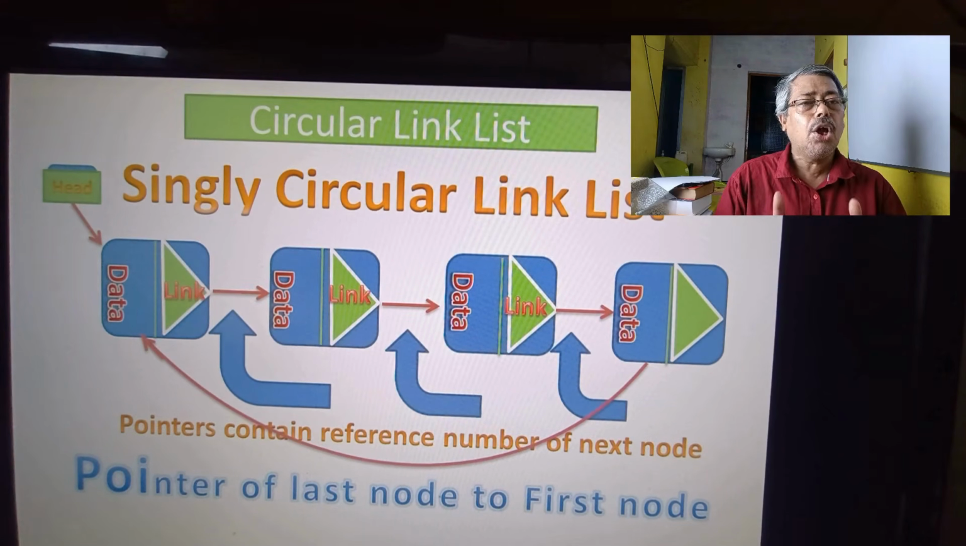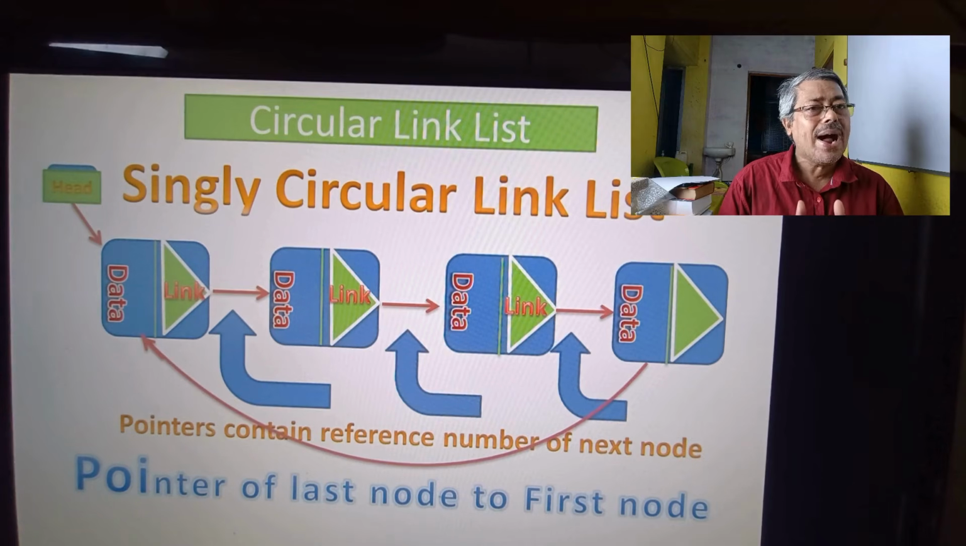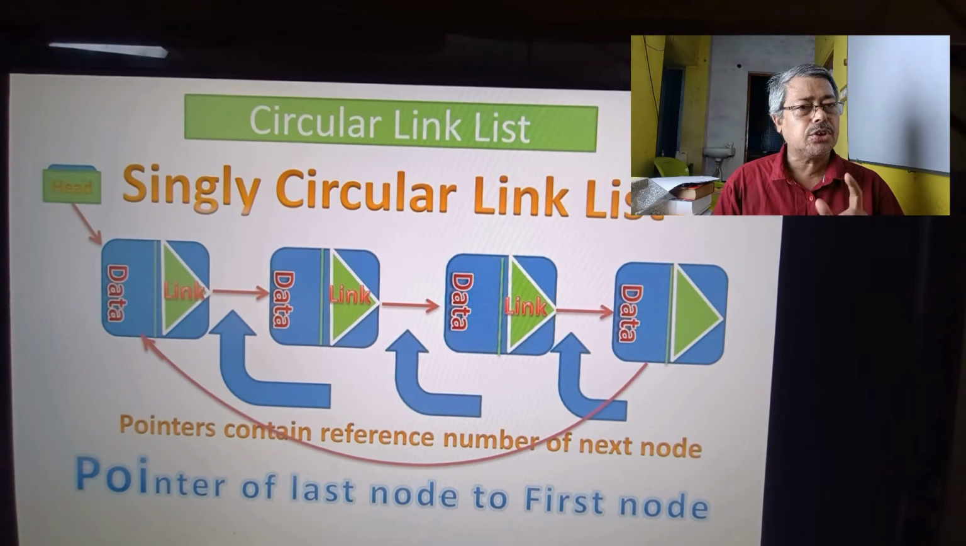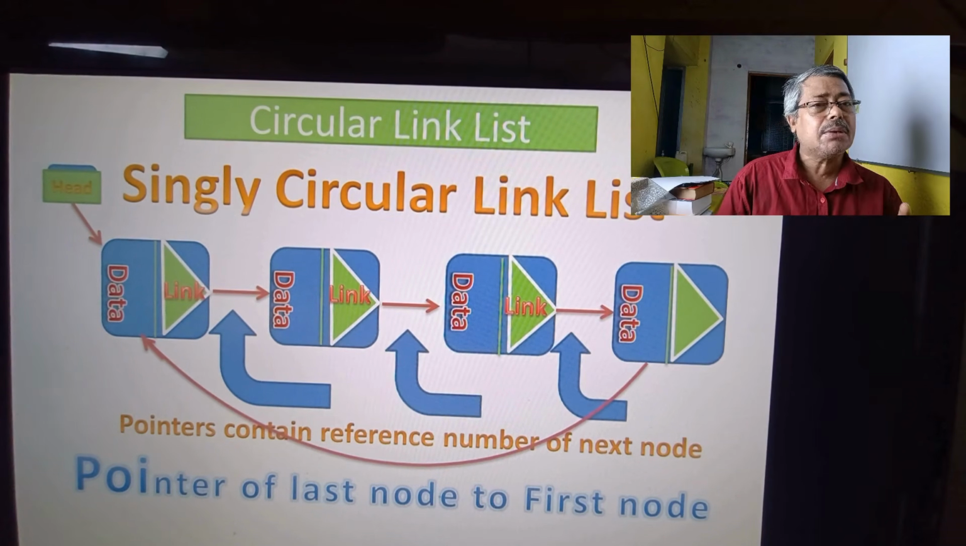In case of a doubly circular linked list, each node has two links containing two addresses. In case of a singly circular linked list, there is only one link per node. But in case of the last node, the link of the node will contain the address of the first node, and then it is a circular linked list.